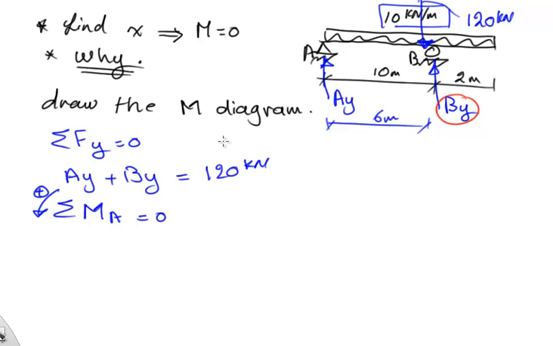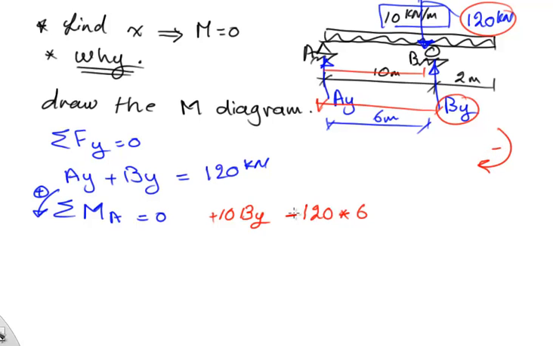I'm going to have By multiplied by 10, so it's 10 By, and the rotation is positive. Then I'm going to have 120 multiplied by 6, and the rotation of this is going to be in this way, so it's negative. And that's it. Basically, I set this equal to 0, and if I solve for By, I should get a value of 72 kilonewtons.